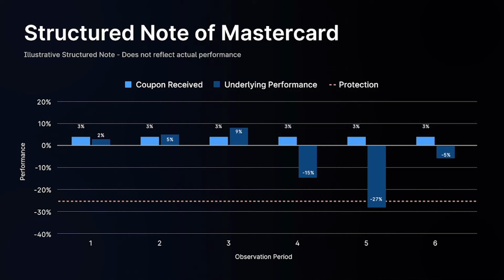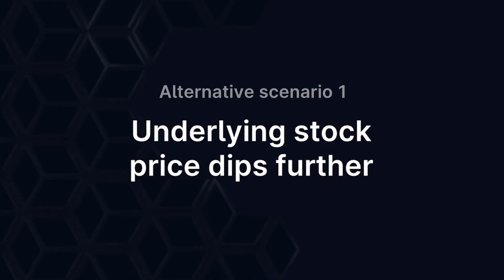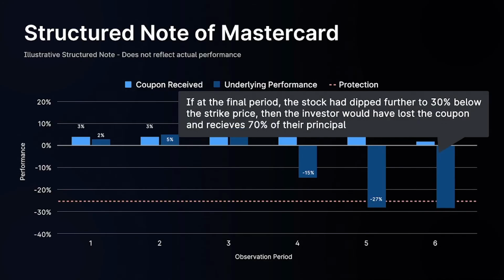However, there are other scenarios, and so for this, let's instead assume an alternative scenario for the final observation period. In this scenario, the underlying stock price instead continued to decline from period 5 and is now down over 30% from the strike price. Since it's now down below the downside protection value, investors would not receive their quarterly coupon. And since this is the final observation period, investors would receive only 70% of their principal, which is the remaining value after the performance of the underlying is applied to their principal balance.